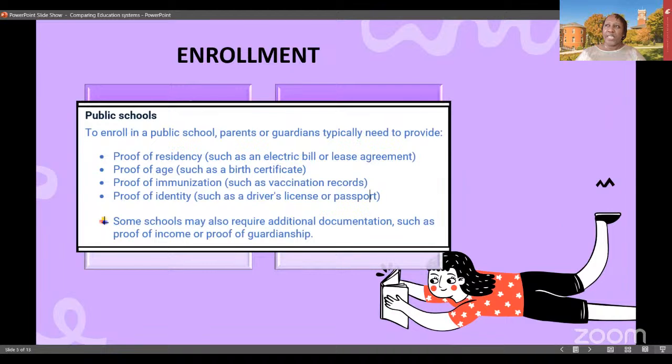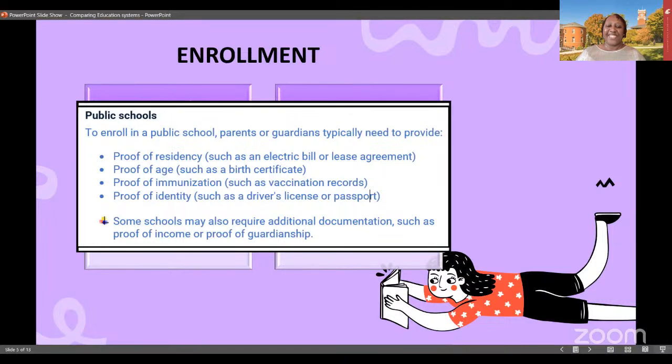So, like I said, you go to a school within the neighborhood you live in, but they ask for proof that you actually live there. They have to have your name on an electric bill or a lease agreement. And they always ask for proof of birth certificate, because school runs at different times.